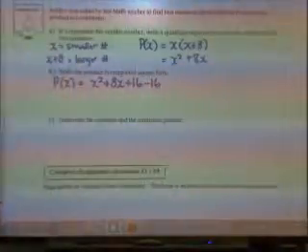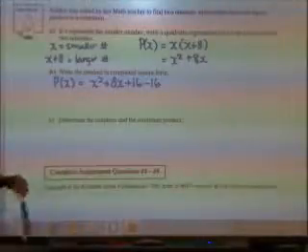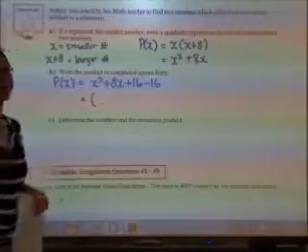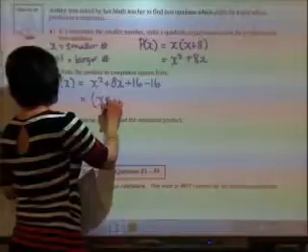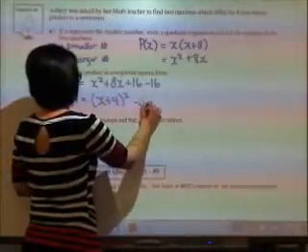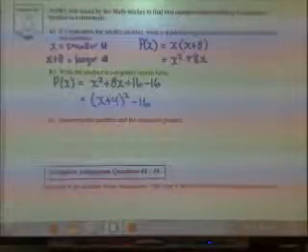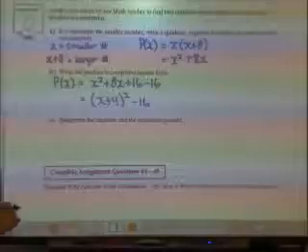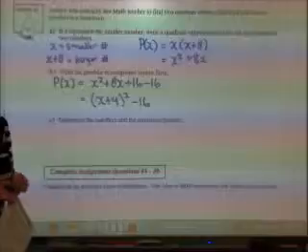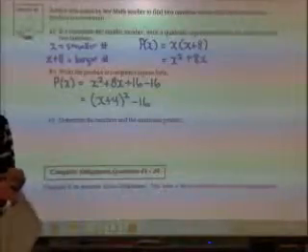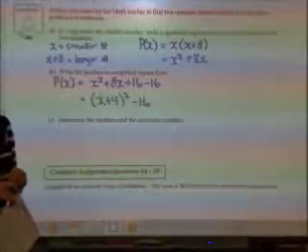Good. And then my next step would be to do what? Factor the trinomial. And what do I get when I factor that trinomial? x plus 4 squared minus 16. So what do the numbers 4 and negative 16 represent? Where would I find them on the graph? A negative 16 is here.